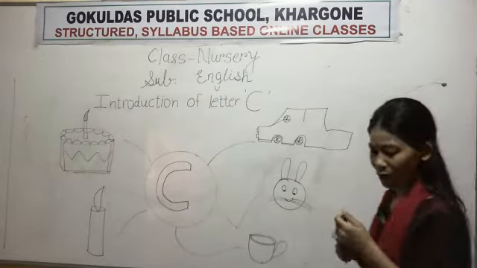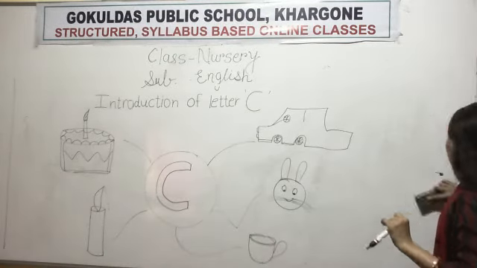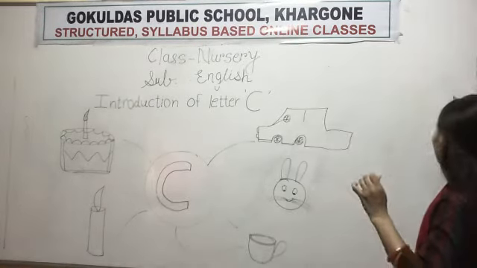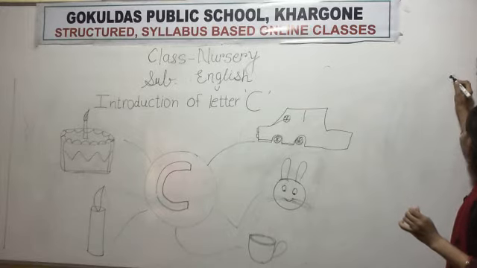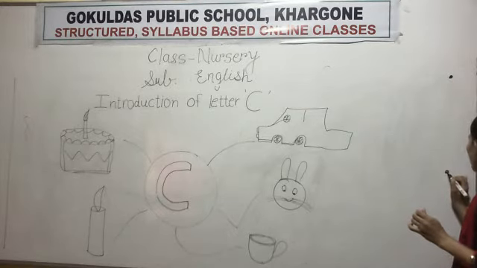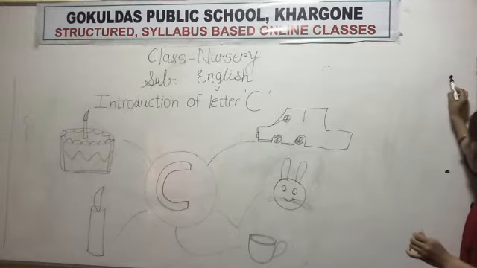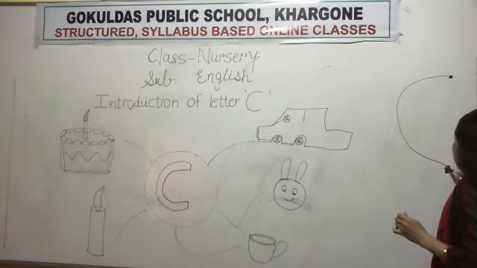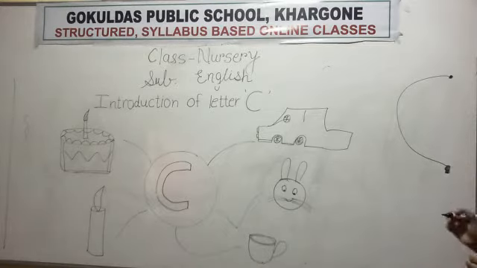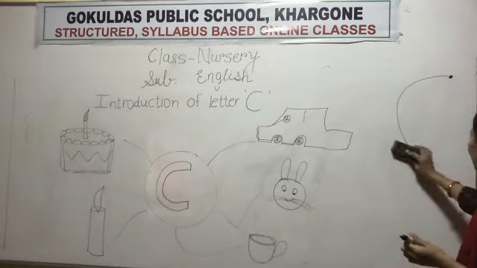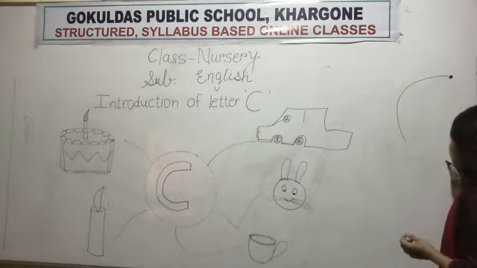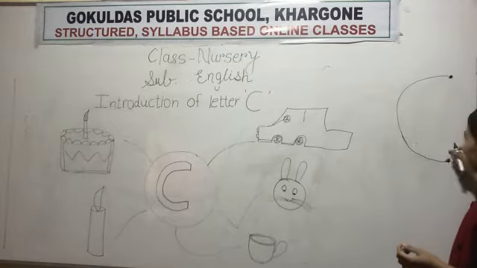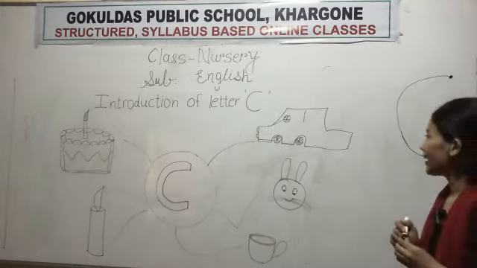Okay, now see, I'll teach you again how to write letter C. Okay? See, you have to make a dot. One more dot. And then make a half curve. This is letter C. Which letter is this? This is letter C.